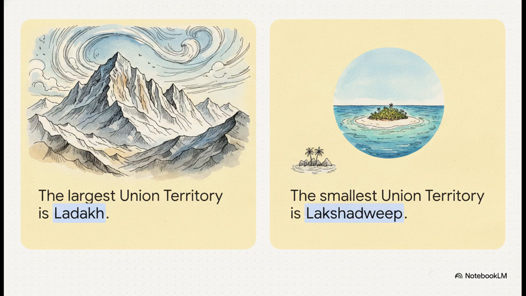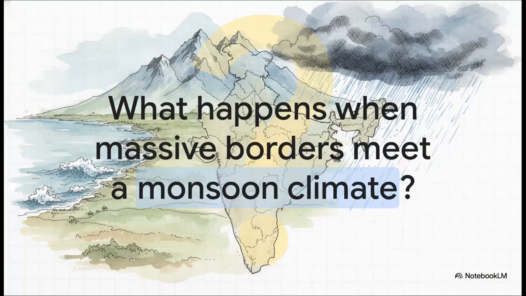You have the vast, high-altitude, mountainous region of Ladakh, towering as the largest by area in the far north. And on the complete opposite end of the spectrum, Lakshadweep, a beautifully small, tiny cluster of islands dotting the sea. Let's pause for a second here. Ask yourself this. What happens when you combine massive borders, towering mountains, an immense coastline, and a climate fundamentally driven by monsoon rains? Well, when all these huge factors collide across a single nation, the physical results carved into the landscape are nothing short of extraordinary.